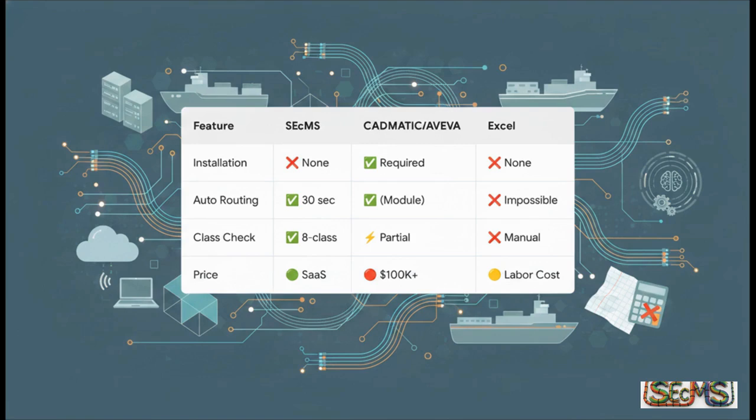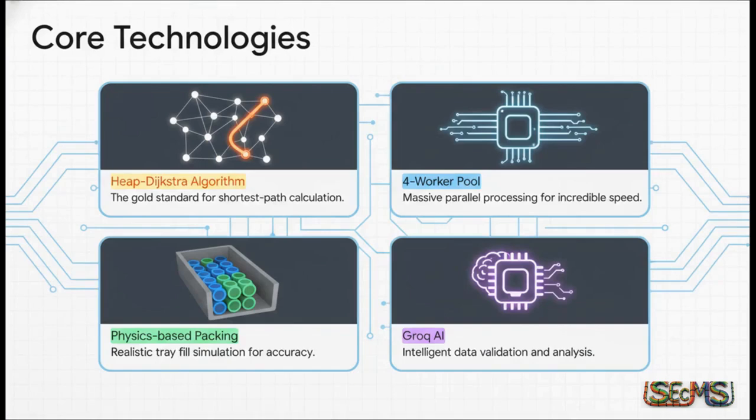Well, this table makes it pretty clear. You compare it to the big, expensive legacy CAD software like CADMATIC or AVEVA. SEcMS needs no installation, it's dramatically faster, and it has features like simultaneous 8-class checks and AI analysis built right in. And when you compare it to doing this all by hand in Excel, well, it's not even in the same league. So how is that kind of performance even possible?